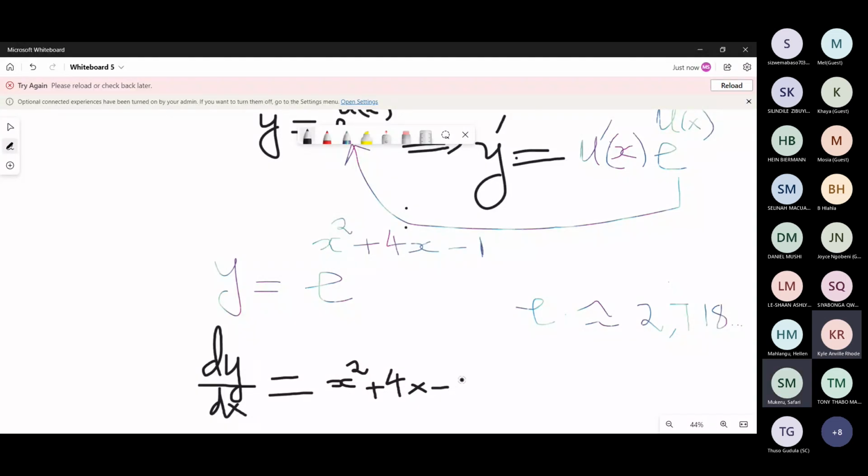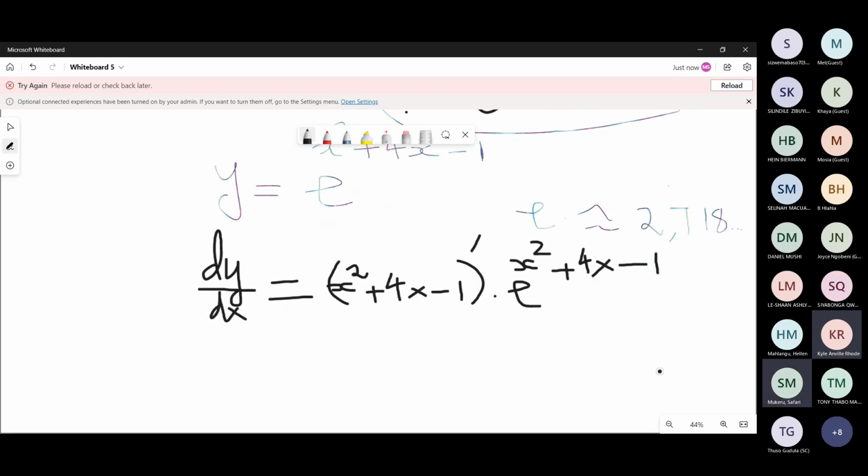Minus 1. Right? We take this, multiply by what, please? The same thing, e power the same function, right? Plus 4x minus 1. It's clear?